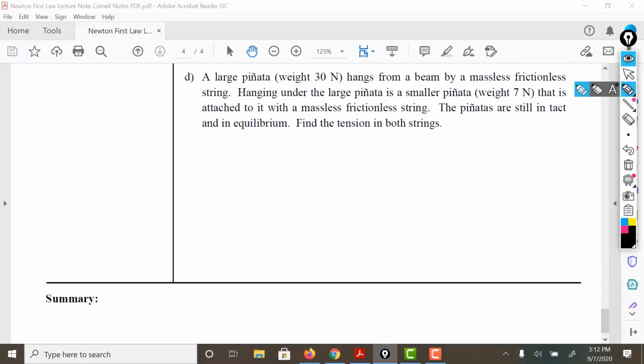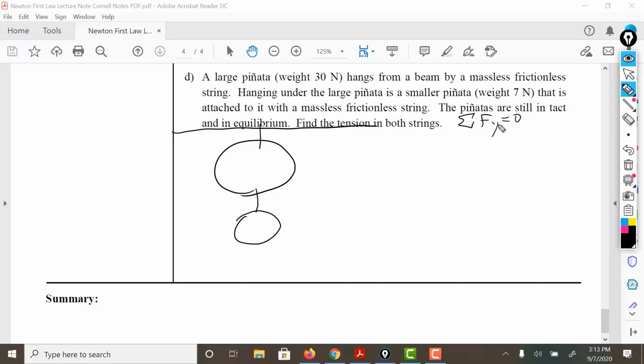Part D. A large piñata with a weight of 30 newtons hangs from a beam by a massless frictionless string. So here we go. Here's a ceiling. Piñata. But there's another piñata attached to it that's smaller. Now you'll notice that this time we're not talking about things on the floor that are being dragged. These are things that are hanging from the ceiling. So instead of the x-axis, this is going to be the y-axis, because things are going up and down instead of left and right.